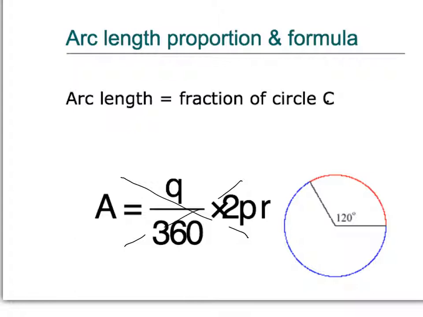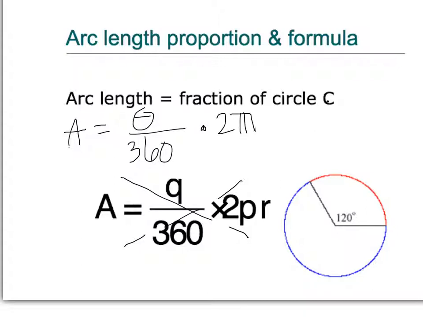I apologize for that. But in your notes, it says that A, the arc length, equals theta, which is the degrees of your central angle, divided by 360, times your circumference, which is 2 pi r, is how you find your arc length. In other words, you take your proportion, 120 degrees in this situation, we divided it by the whole thing, which is 360 degrees, and then we multiplied it by our circumference. That's how we found that arc length.